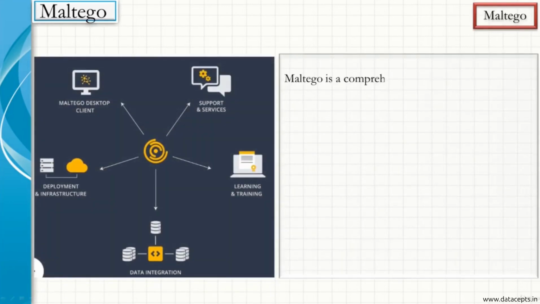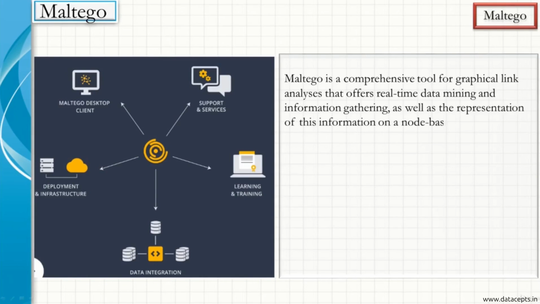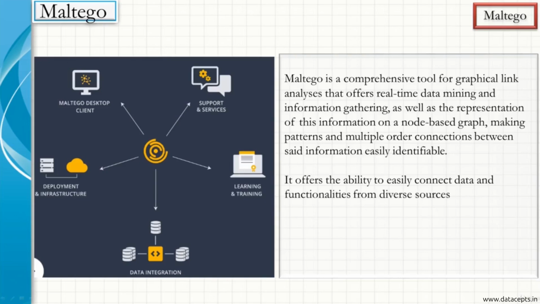Maltego is a comprehensive tool for graphical link analysis that offers real-time data mining and information gathering, as well as the representation of this information on a node-based graph, making patterns and multiple order connections between said information easily identifiable. It offers the ability to easily connect data and functionalities from diverse sources using transforms.